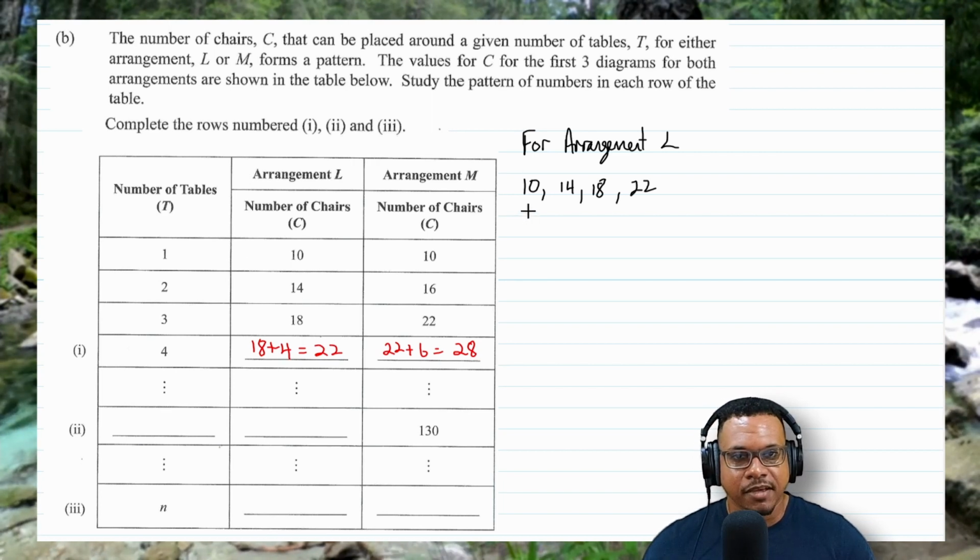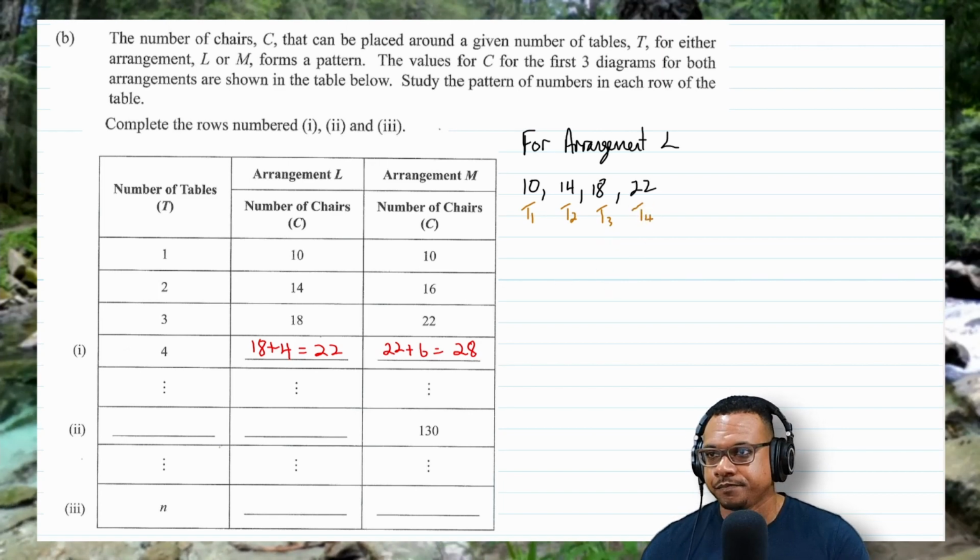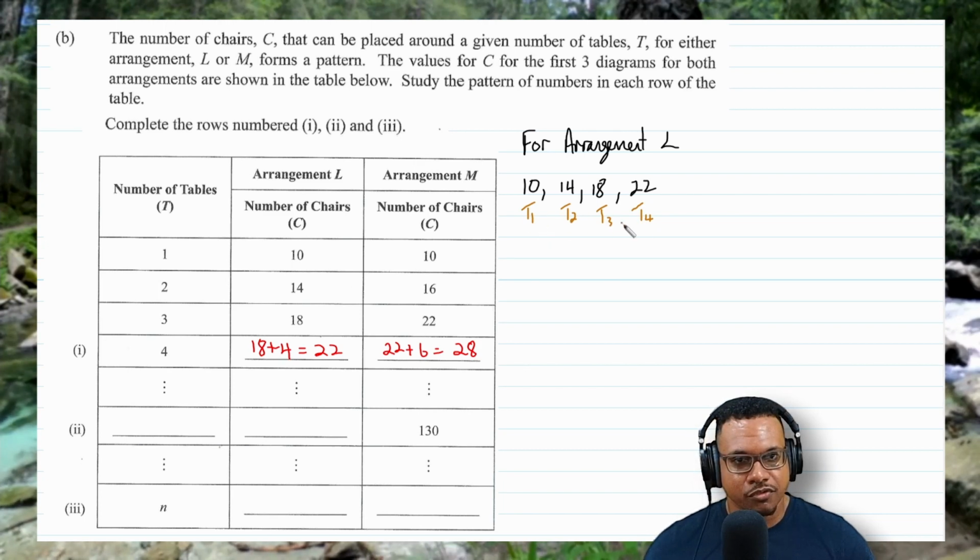And I'm going to call the 10 my first term. I'm going to call that T1. That means first term. 14 is the second term. I'll call that T2. 18 is T3, which is our third term. And 22 is T4, which is our fourth term. So notice the 1, 2, 3, and 4 coinciding with the number of tables. 1, 2, 3, 4. And these are the terms.